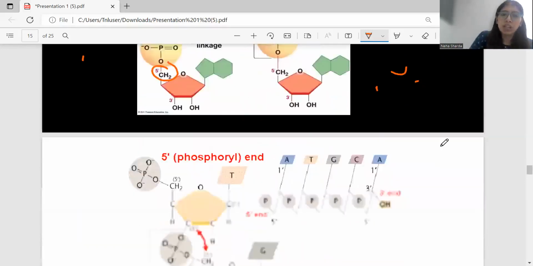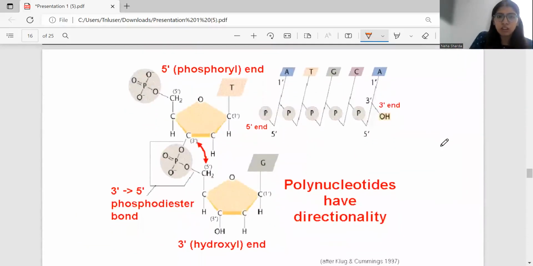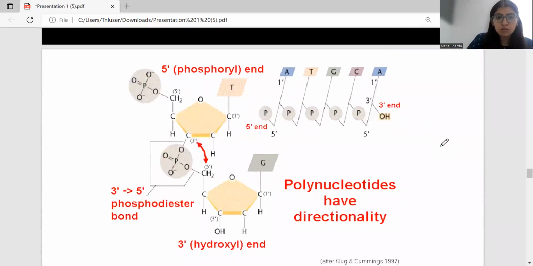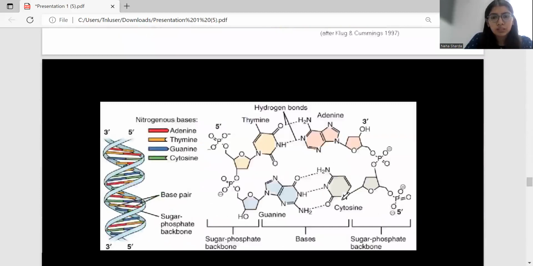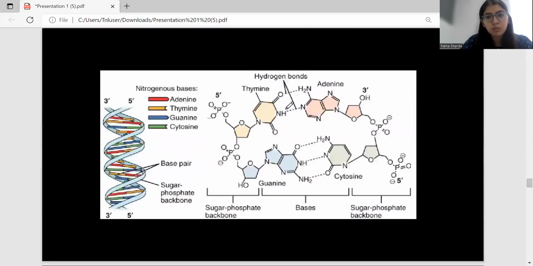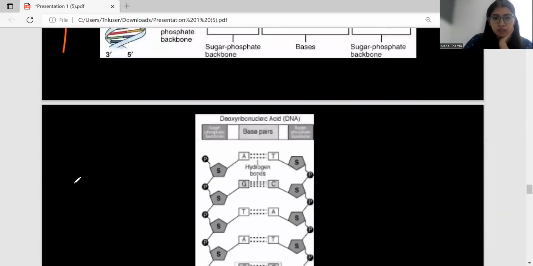The reaction will continue. At 3' the hydroxyl group will attach with 5' phosphate, and it will form polynucleotide. So this polynucleotide will form a long DNA. This polynucleotide will form a long DNA like this.